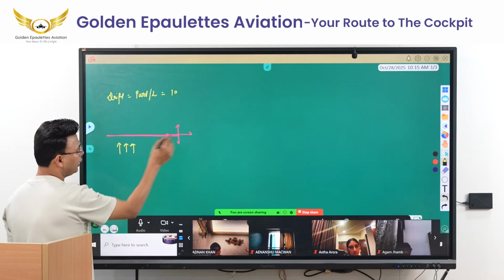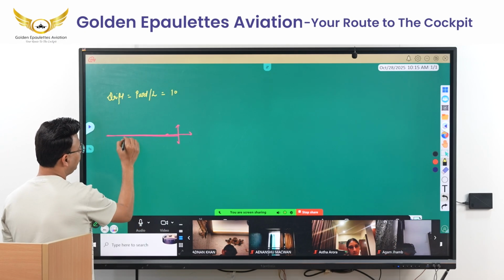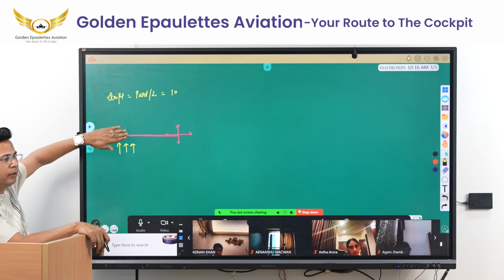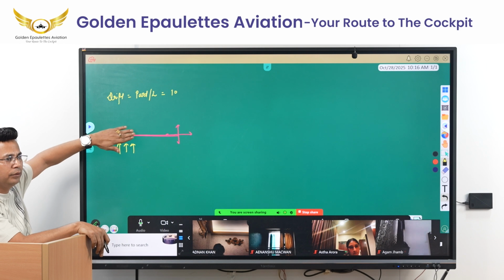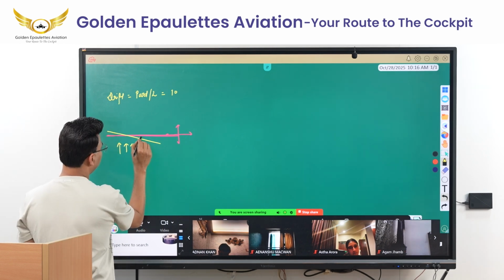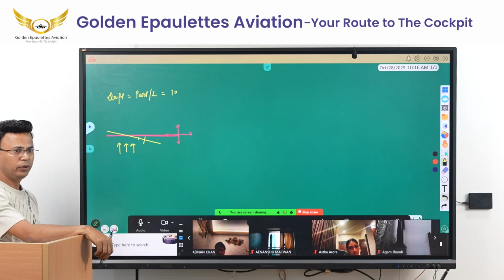So I was tracking into the station with 10 degrees port drift. I'm getting winds from my right. Where will I put my nose into? Right. So I'll be flying this way, in this way throughout to the station.